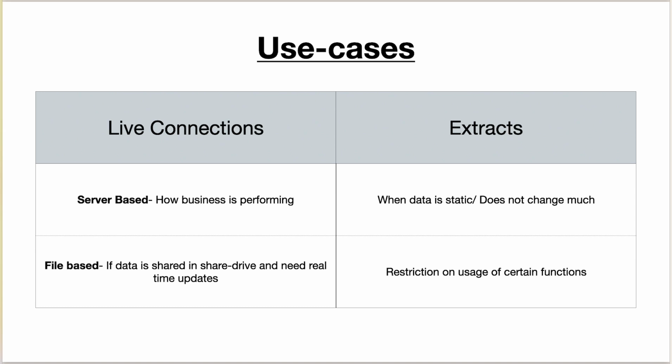Or else we can go for extracts when there is a restriction on the usage of certain functions. If we still want to apply those kinds of functions, then we can go for extracts. As we have seen, it supports additional functionalities as well. So this was all about live connection and extracts.